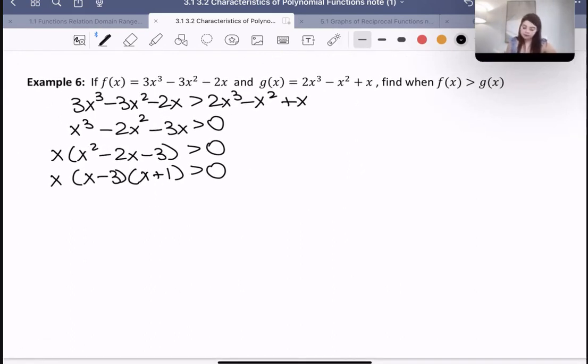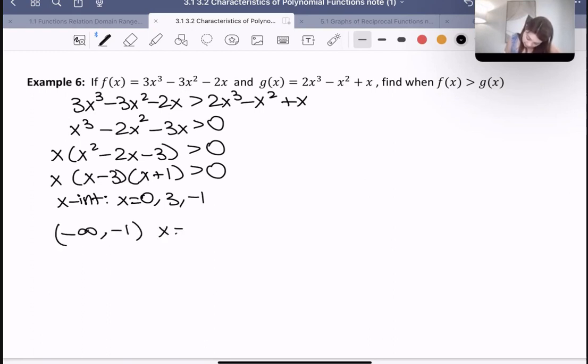Okay. So now, what are our x-intercepts? They are x equals 0, 3, and negative 1. So therefore, what are the intervals? In this case, it didn't tell us whether we should use interval notation or set notation. So when it doesn't tell you, you can use either one, because the question should specify if they want a certain format. Okay, so the first interval is from negative infinity up to negative 1.